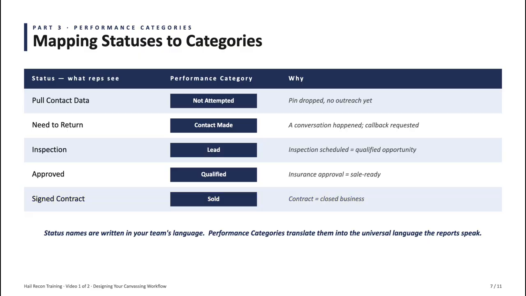This is the most important slide in this video. The freedom to name your statuses your way, combined with the discipline to map each one to the right performance category, is what makes Hail Recon work for thousands of different businesses while still producing comparable data.